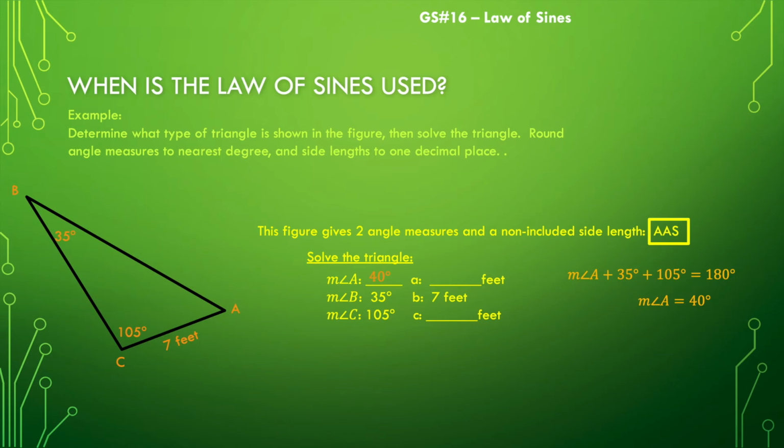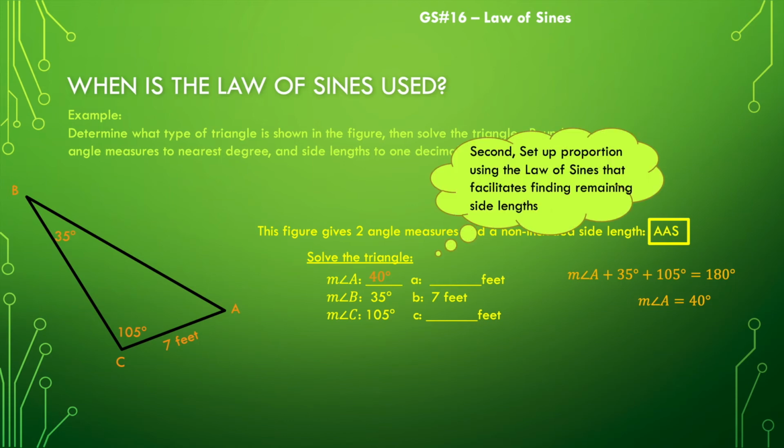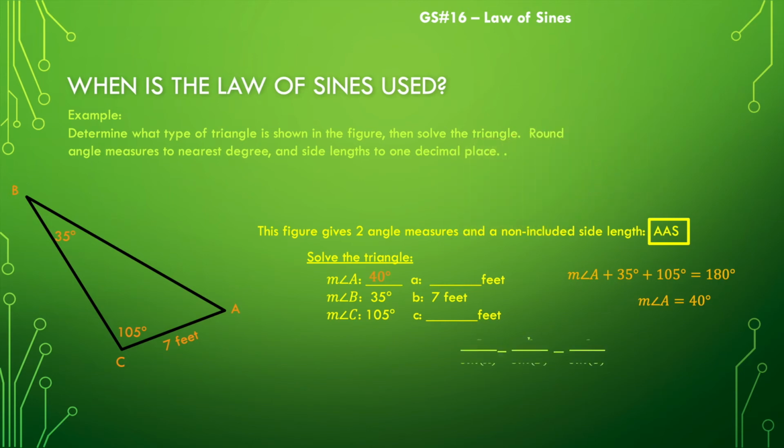Now, the next thing I want to do is set up a proportion using the law of sines that facilitates finding the remaining side lengths. Okay, so what was the law of sines again? The length of side A over the sine of angle A is equal to the length of side B over the sine of angle B, which is also equal to the length of side C over the sine of angle C. Okay, that's great. Now let's sub in everything we know.